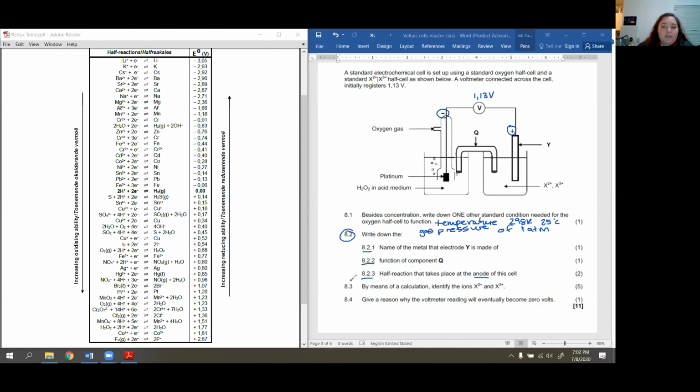Then I'm going to ask you, because I want us to do a little bit more in one go before I kind of intervene. 8.3, by means of calculation, identify the X2 plus and X3 plus ions. Please note 1 mark for each ion. Don't just tell me what X is or you lose 2 marks. And 8.4, give a reason why the voltmeter reading will eventually become 0 volts. Kind of similar, but we're going to quickly do it. So I'm going to pause and give you a chance to do that. Please go for it.